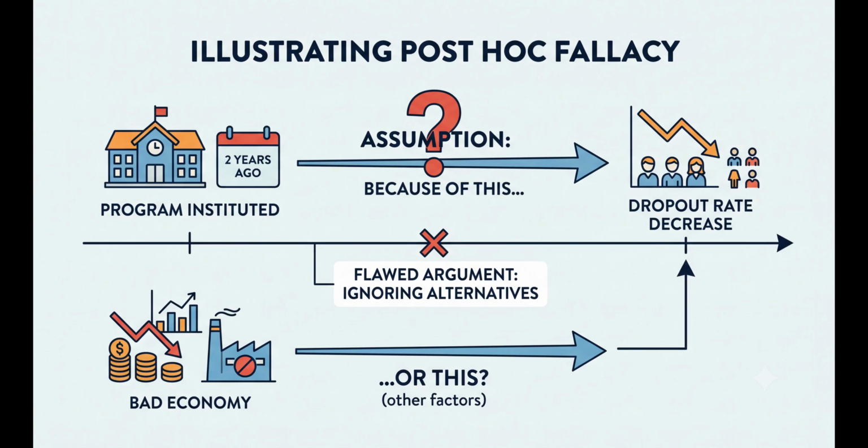Here, the argument is engaging in the second by assuming that the program merely being instituted 2 years ago is strong proof that it was the cause for the decrease in dropout rate, when other factors such as a bad economy could have been at play. Alright, we have now completed step 4, describe in the abstract. Let's now move on to step 5, find the shift.